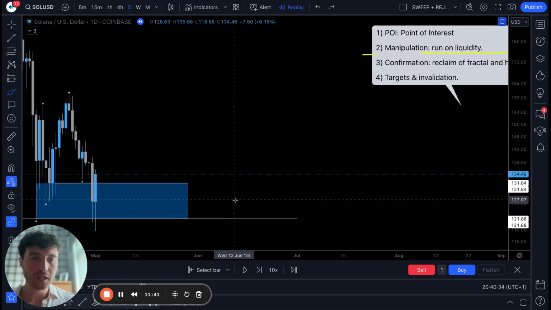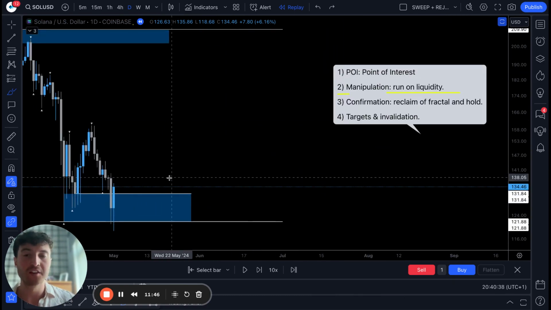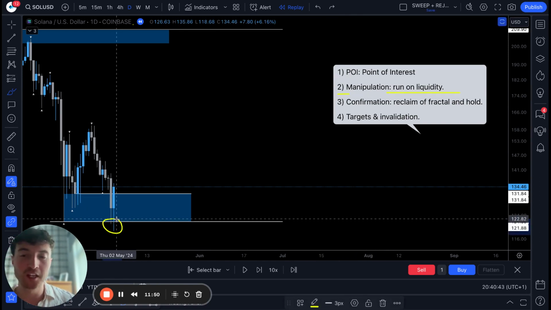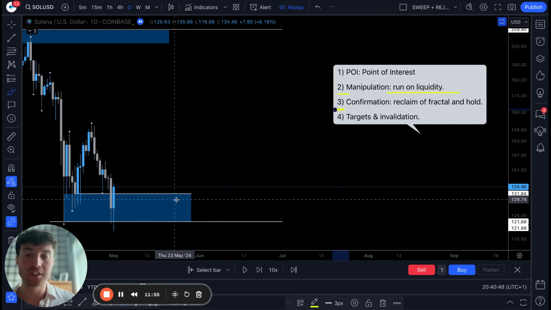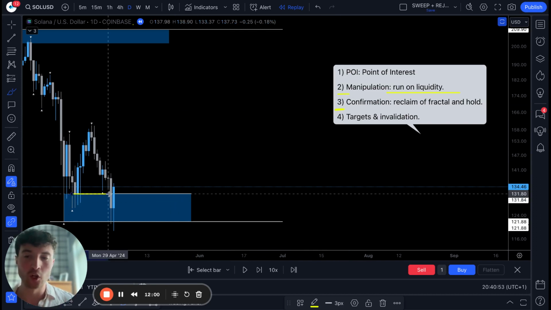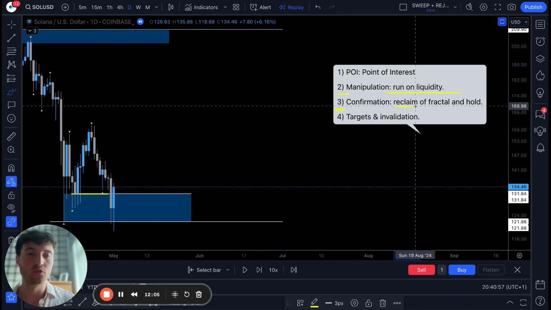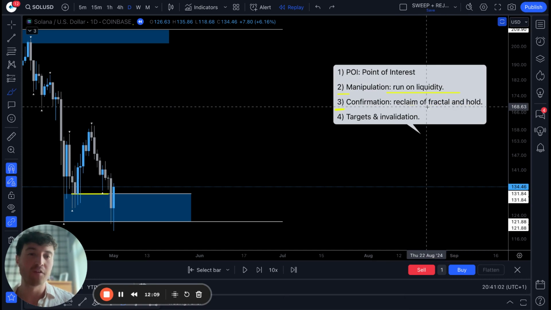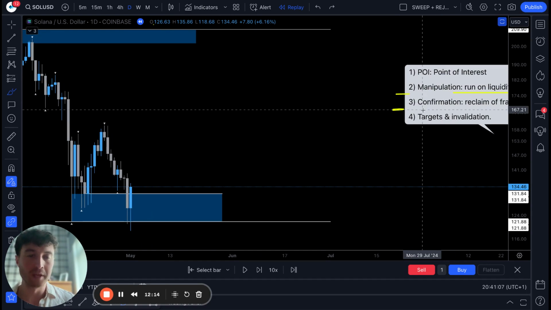Okay, let's jump over to here. So we've seen our point of interest. This is the area here. Number 2, manipulation, run on liquidity. That's exactly what we've seen here. That's the manipulation. Number 3 is the confirmation, which is waiting for the daily candle to close above the range low, which is here. So we've seen that close. Then we can classify that as a reclaim, and we expect this fractal now to hold and for buyers to step into this market. Okay, so that's number 3.